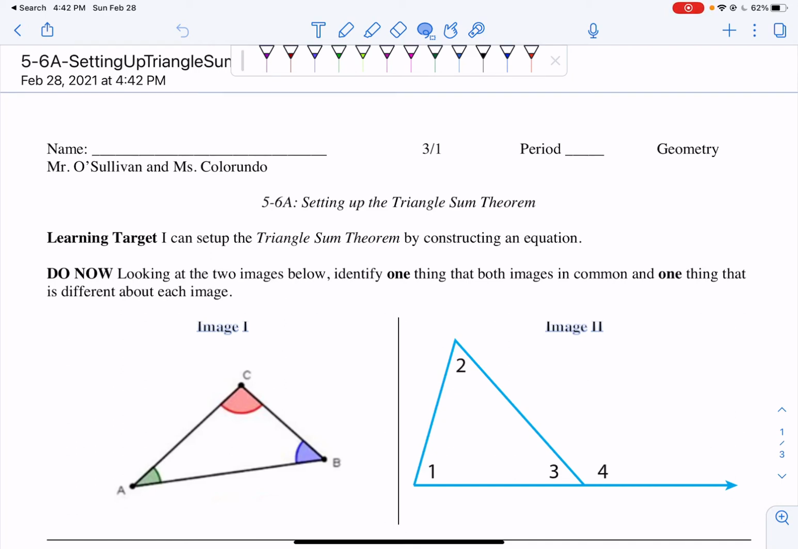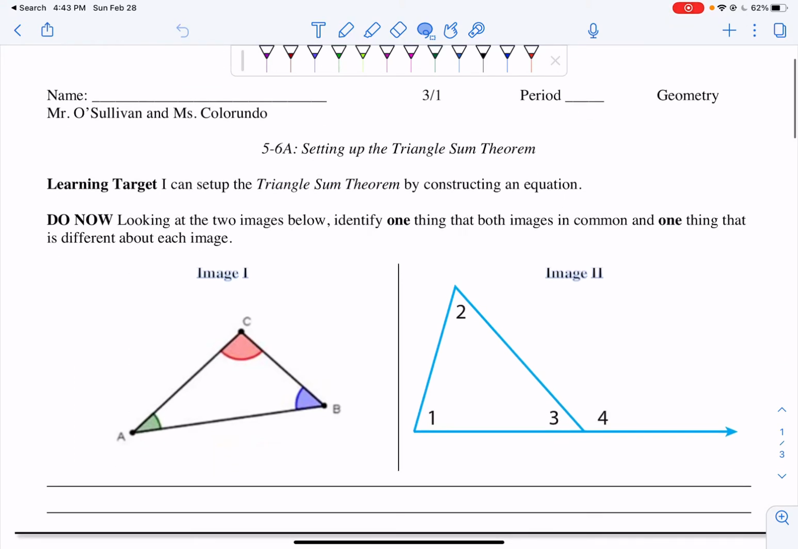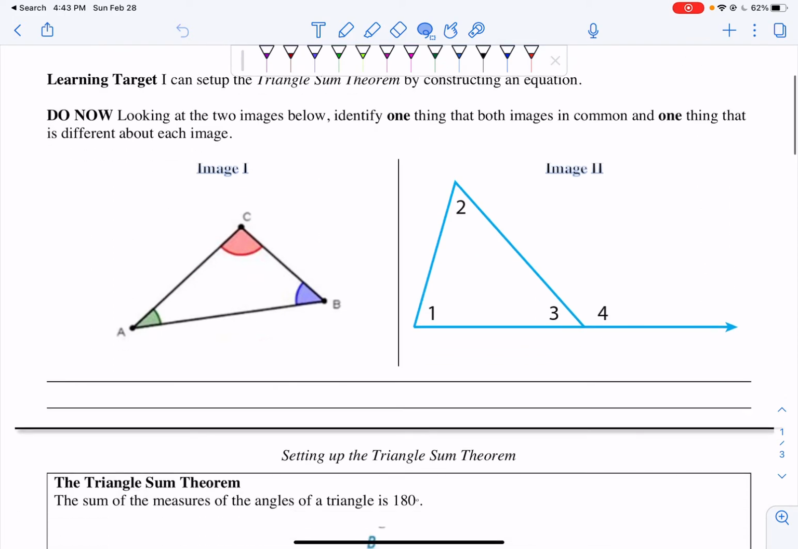Today is an edPuzzle lesson. There is no Delta Math. So today's edPuzzle lesson is all about 5-6a, setting up the Triangle Sum Theorem. We already went over the Triangle Sum Theorem, but we never really put a name to it. So let's put a name to it. Today's learning target is, I can set up the Triangle Sum Theorem by constructing an equation.